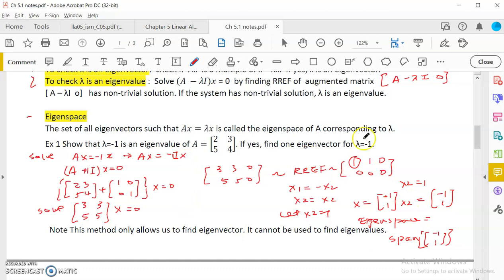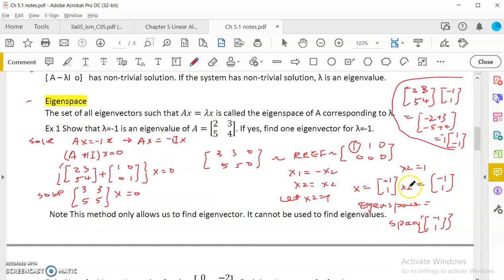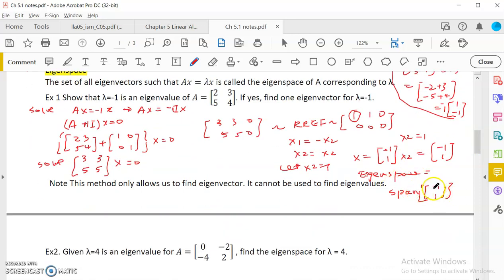You can check by multiplying. If I multiply 2, 3, 5, 4 by negative 1, 1, what do I get? 2 times negative 1 is negative 2, plus 3 is 1. Negative 5 plus 4 is negative 1. So that is equal to 1, negative 1, which is 1 times negative 1, 1, and negative 1 times negative 1 gives 1. So lambda is negative 1, and this is an eigenvector. And there's more of that because it's actually a space. So it is the span of negative 1, 1.